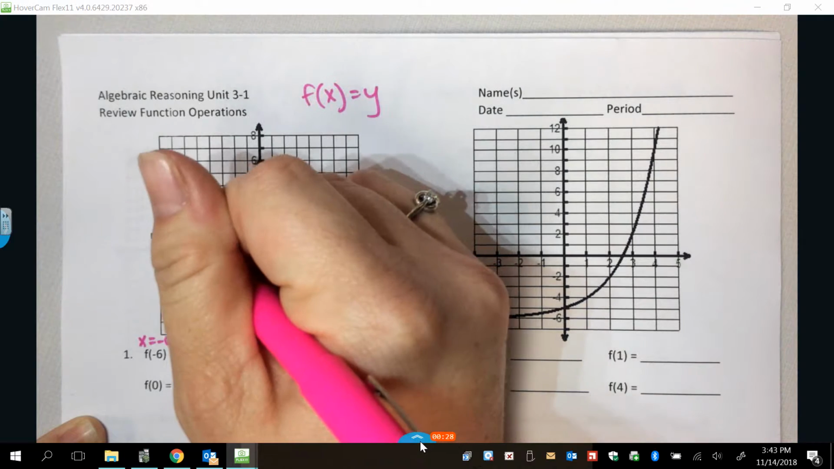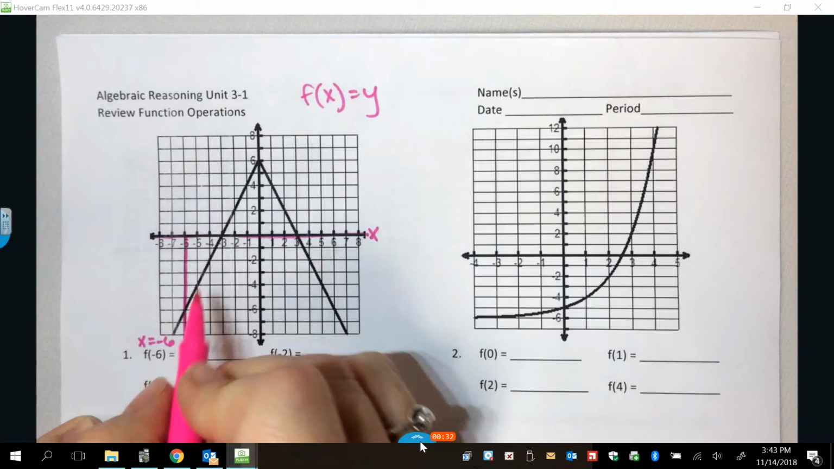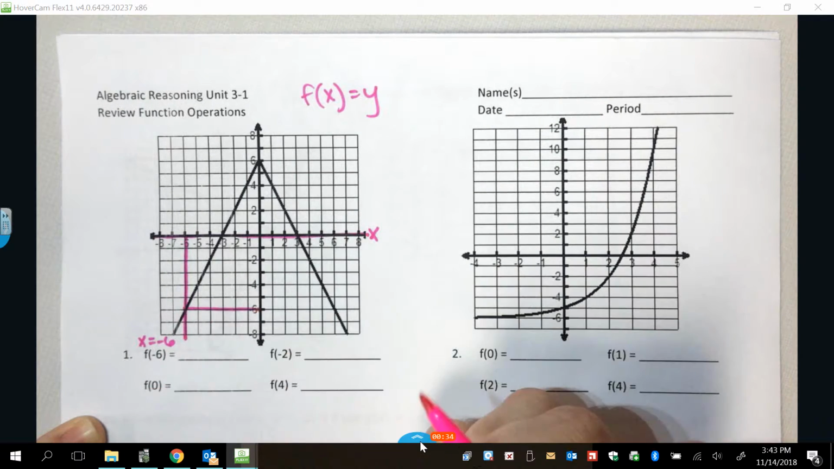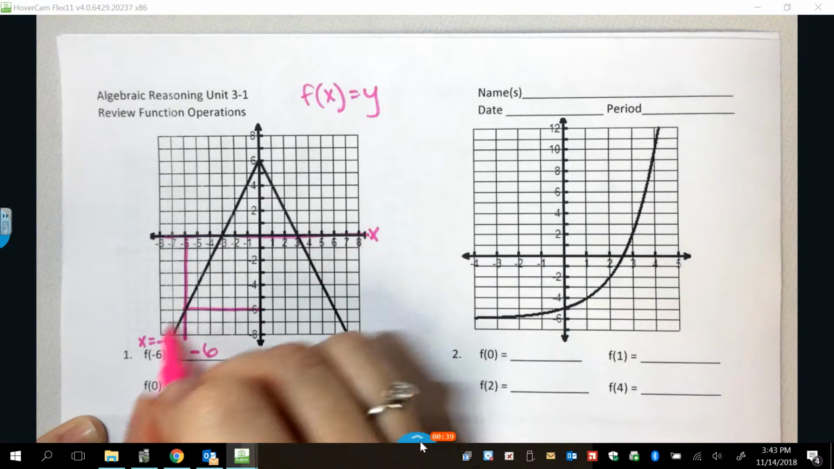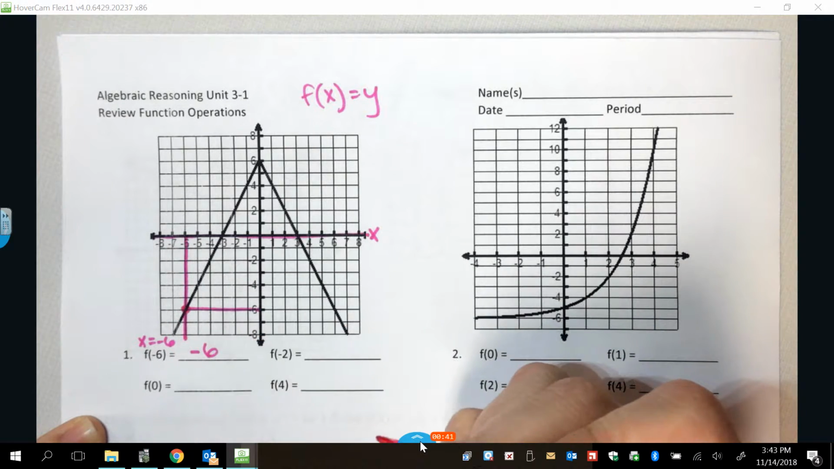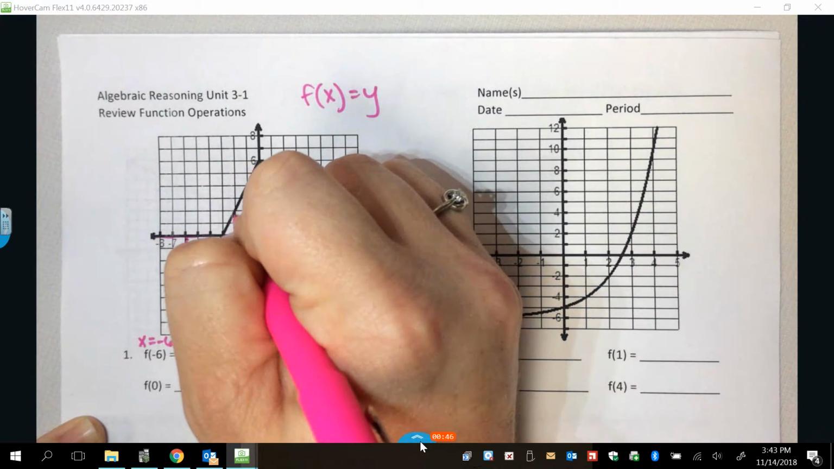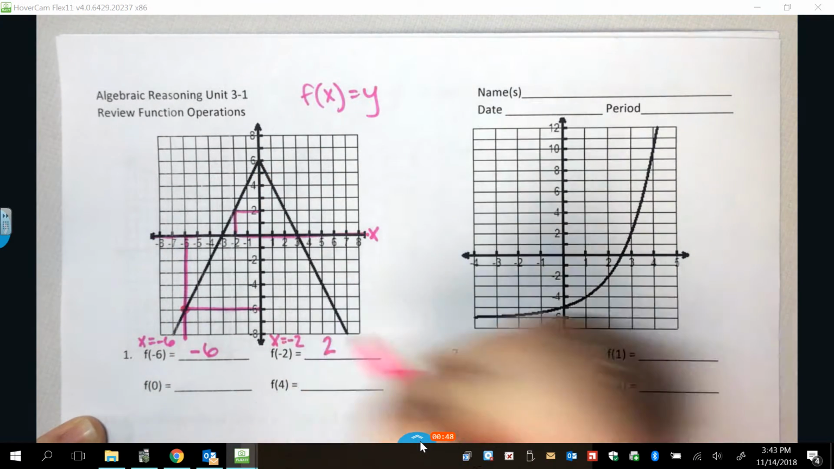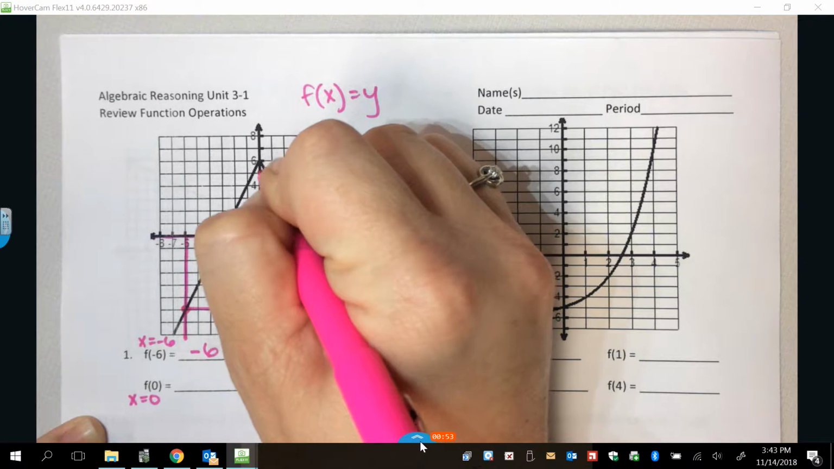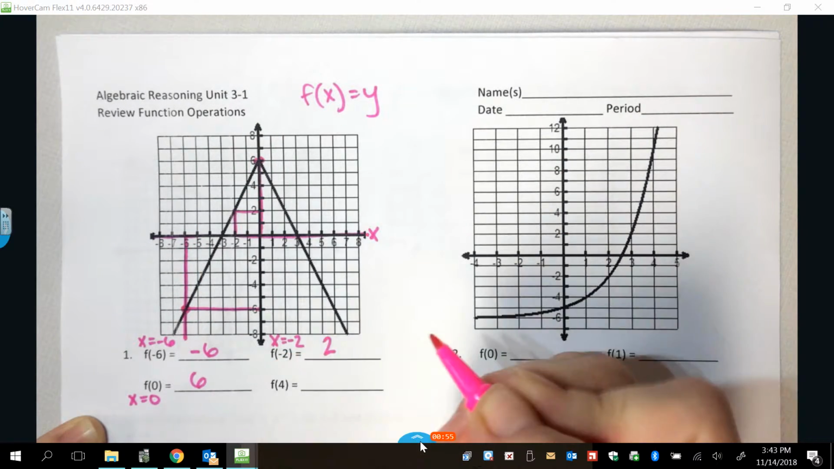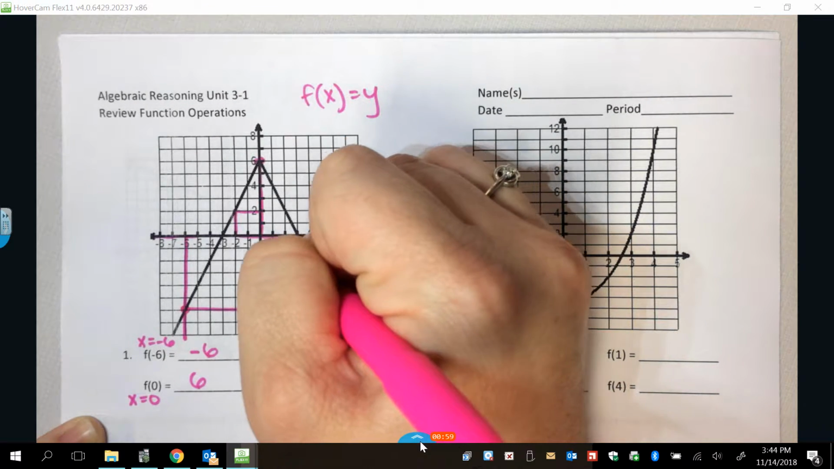This is my x-axis. So x is -6 here, and I have to see where that point is, at what height. So that's at a -6. Okay, when x equals -2, here it's at a height of +2. X equals 0, here, that's at a height of 6. When x equals 4, that's at a height of -2.